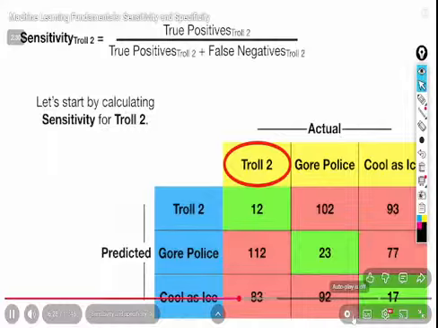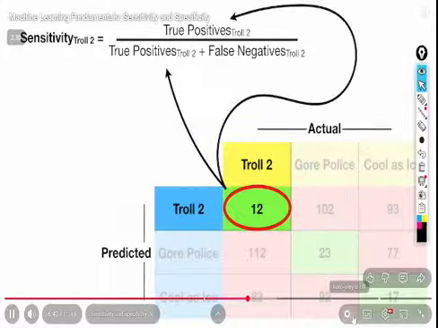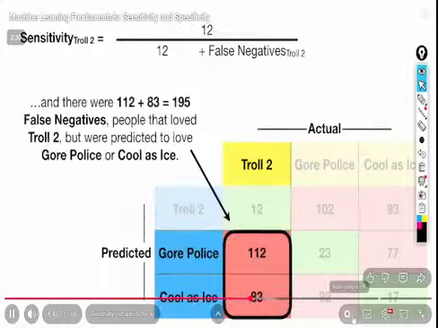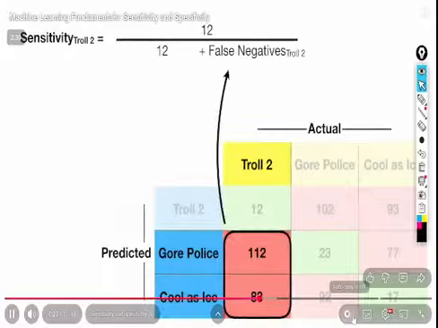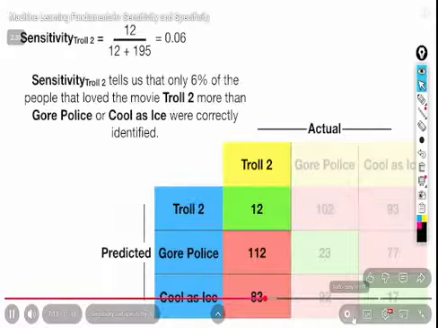Let's start by calculating sensitivity for Troll 2. For Troll 2, there were 12 true positives, people that were correctly predicted to love Troll 2 more than Gore Police and Cool as Ice. So for true positives, we'll plug in 12. And there were 112 plus 83, which equals 195 false negatives, people that loved Troll 2 but were predicted to love Gore Police or Cool as Ice. So for false negatives, we'll plug in 195. And when we do the math, we get 0.06. Sensitivity for Troll 2 tells us that only 6% of the people that love the movie Troll 2 more than Gore Police or Cool as Ice were correctly identified.